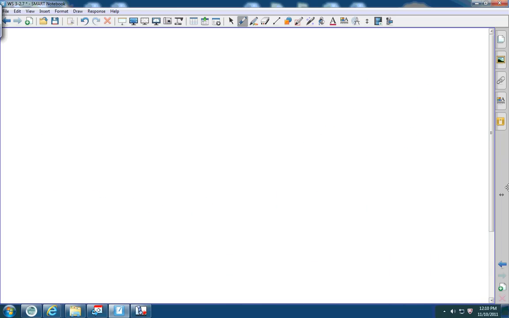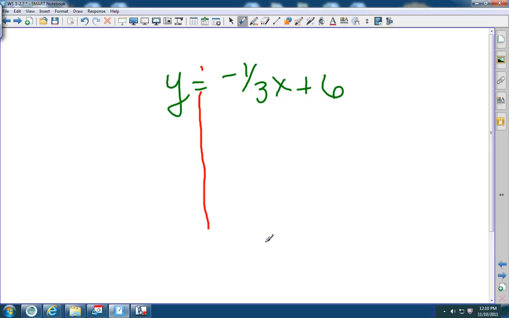Okay, let's try another one and just figure it out. So flip your paper over or write it on your boards. Here is my equation in slope-intercept form. Please write it in standard form. And I want it with integers.